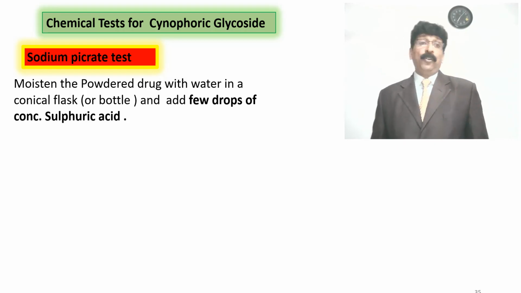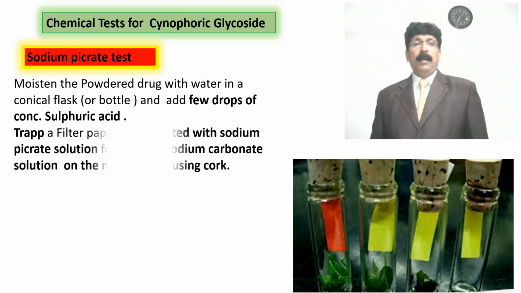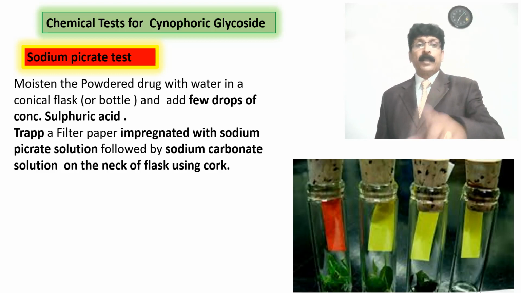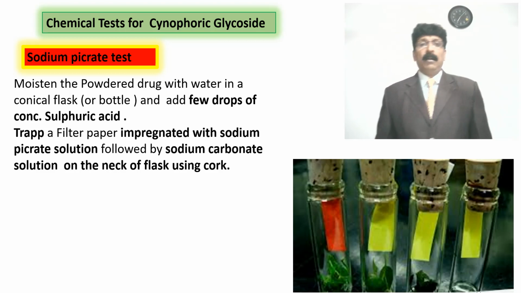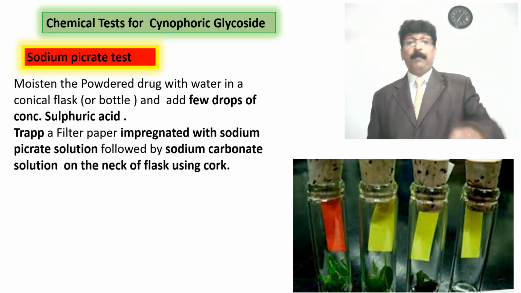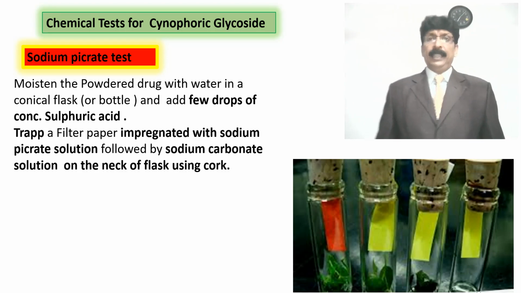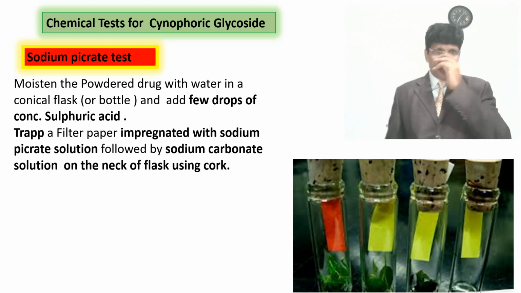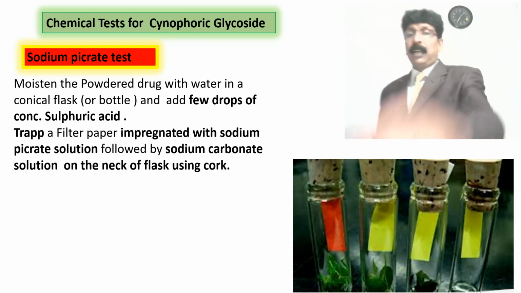Add a few drops of concentrated sulfuric acid. As shown in the picture, cork it and keep a trapped filter paper. A filter paper is trapped, which is impregnated. The filter paper is already dipped or impregnated with sodium picrate solution, followed by sodium carbonate solution, on the neck of the flask using a cork. You can see a cork is kept.